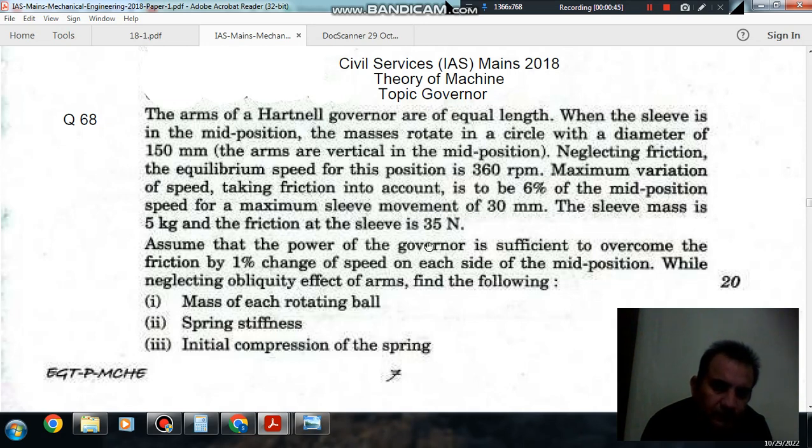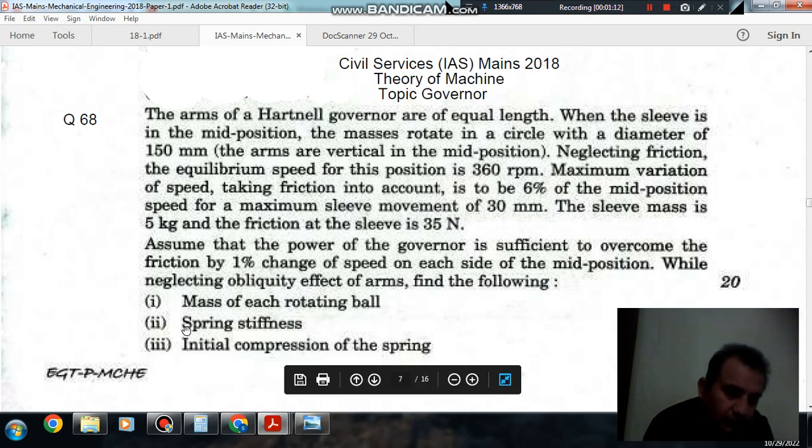The sleeve mass is 5 kg and friction at the sleeve is 35 Newton. Assume that the power of the governor is sufficient to overcome the friction by 1% change of speed on each side of the mid position, while neglecting obliquity effect of arms. Find the following: 1. Mass of each rotating ball. 2. Spring stiffness. 3. Initial compression of spring.